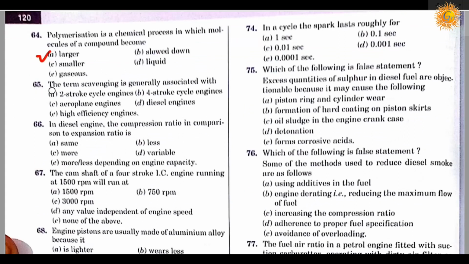Question number 65. The term scavenging is generally associated with: option A, two-stroke cycle engine; option B, four-stroke cycle engines; option C, aeroplane engines; option D, diesel engines; option E, high efficiency engines. So the correct answer is E. It belongs to high efficiency engines.